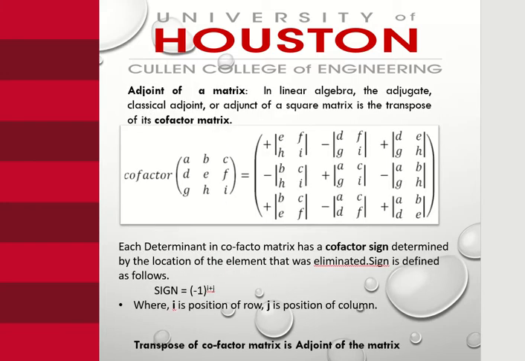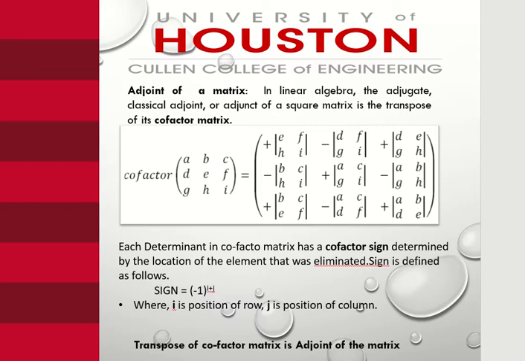Adjoint of a matrix. In linear algebra, the adjugate, classical adjoint, or adjunct of a square matrix is the transpose of its cofactor matrix. So what is a cofactor matrix? We have this matrix, as you can see. We have elements A, B, C in the first row, D, E, F in the second row and G, H, I in the third row. If we want to find the cofactor of each element, we just need to perform something like this.